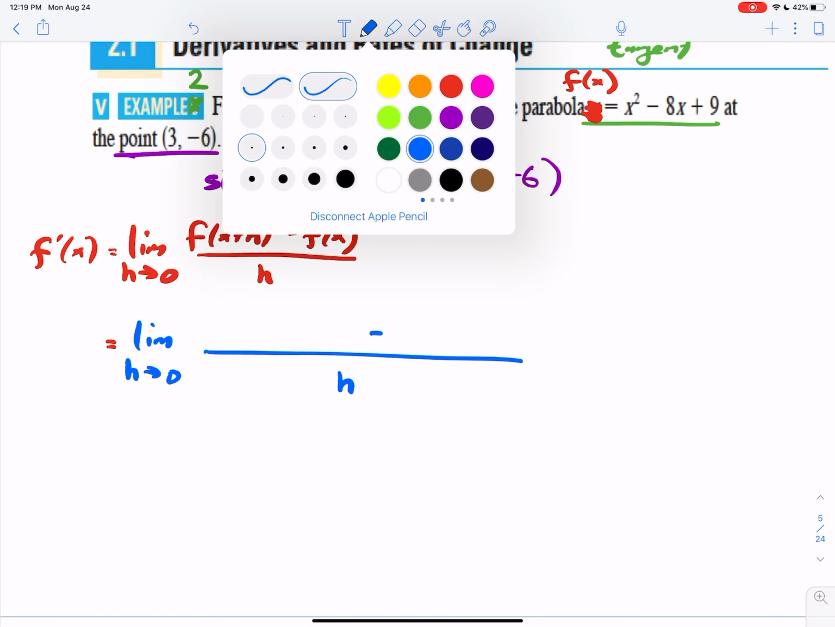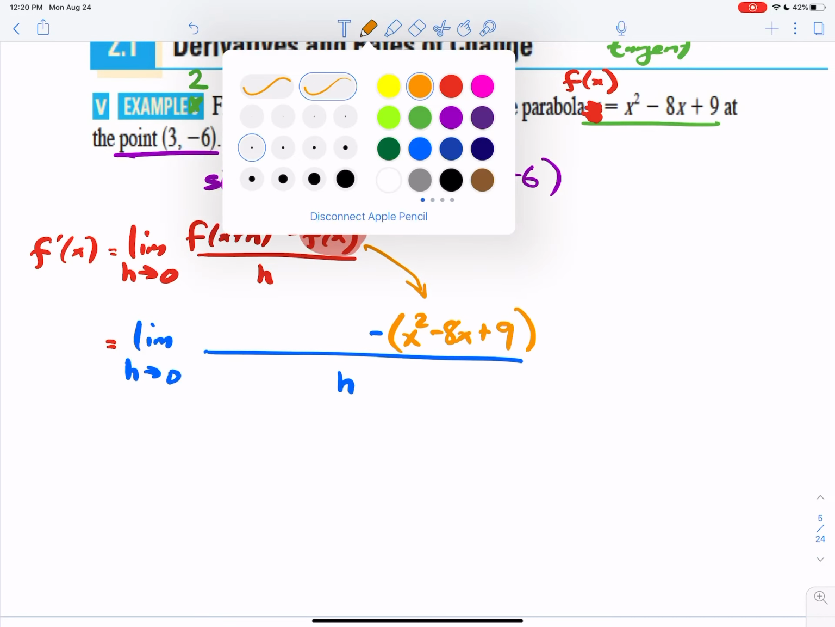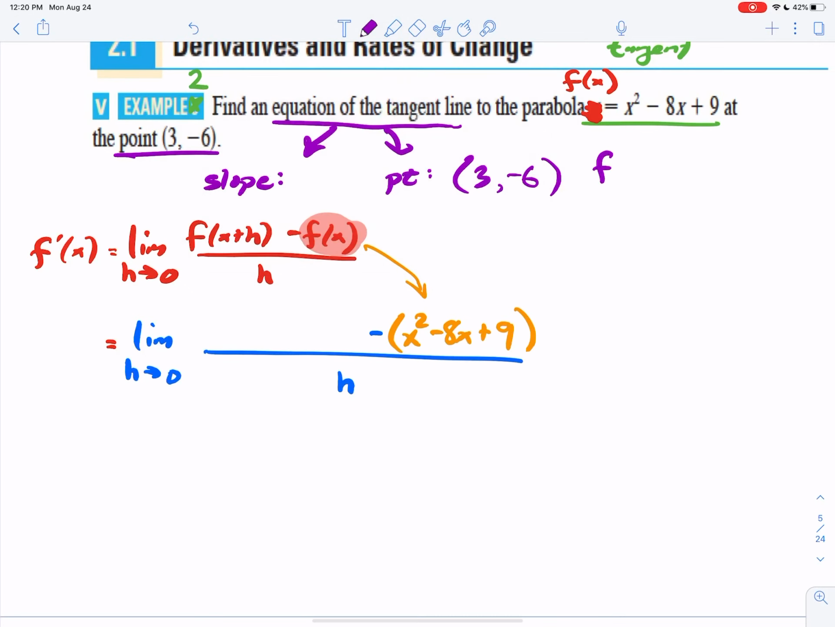And then I have this f(x) here, so I'm going to bring that down. f(x) is just the function x squared minus 8x plus 9. Keep in mind that I used parentheses here. Make sure you always do. Now, if f(x) is x squared minus 8x plus 9, how do we find out what f(x + h) is? What do you think we do here?